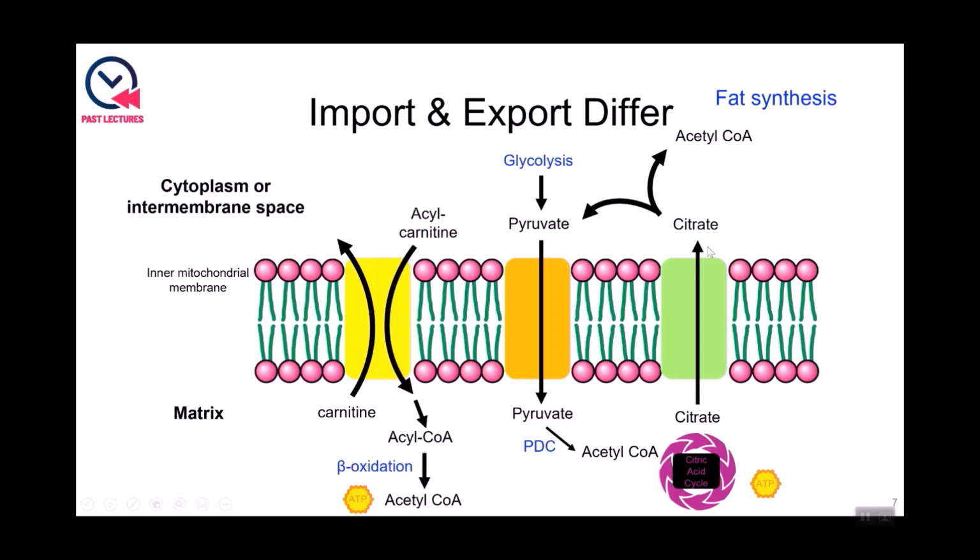The same goes for any acetyl-CoAs that we make in beta oxidation. It can be used by the citric acid cycle first to make energy, but if we have lots of energy, citrate will be exported for fat synthesis. Once in the cytoplasm, citrate is going to be broken down by different enzymes to produce pyruvate and an acetyl-CoA that can be used for fat synthesis. And that pyruvate can then just go back into the mitochondrial matrix.